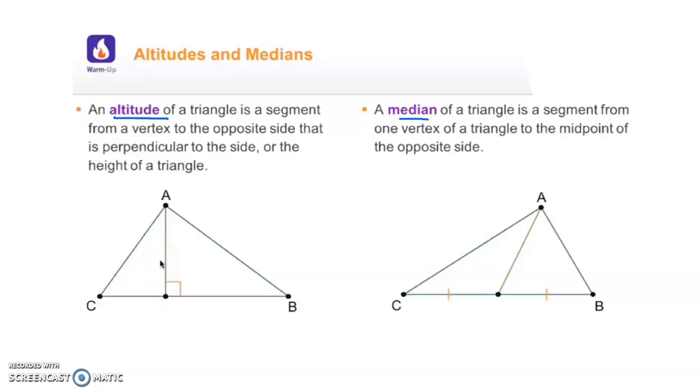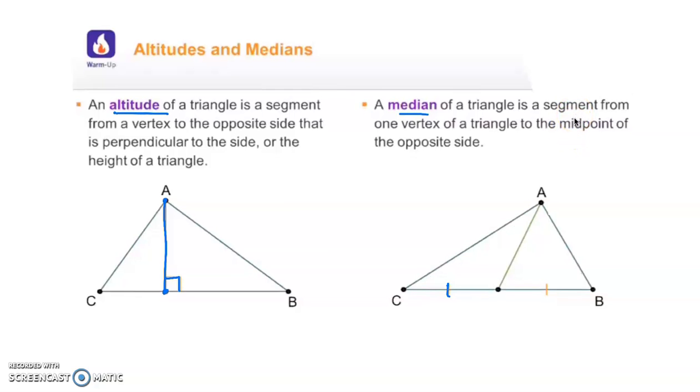Key things to know: it's from one vertex to an opposite side and it forms a right angle. That is the altitude. The median of a triangle is a segment from one vertex to the opposite side that splits that side into two equal parts. So it's the midpoint. This point right here is the midpoint of the opposite side. With any given triangle, you will have three altitudes because you have three vertices you can draw from, and three medians because you can always make a line from a vertex to the midpoint of the other side.